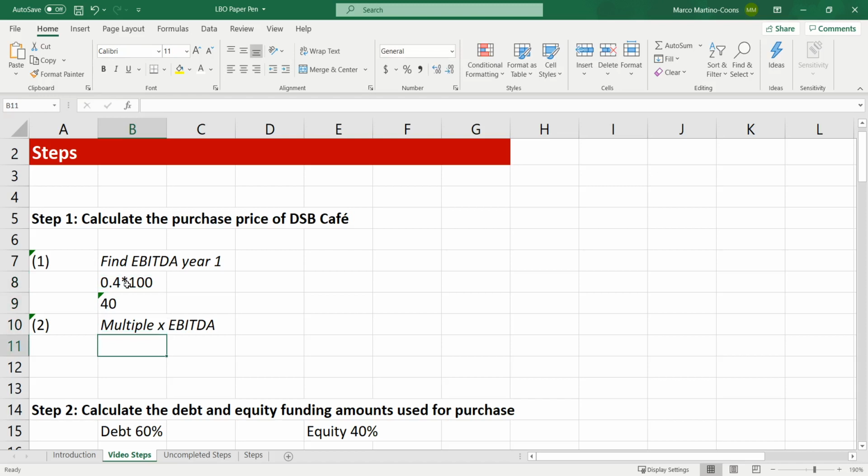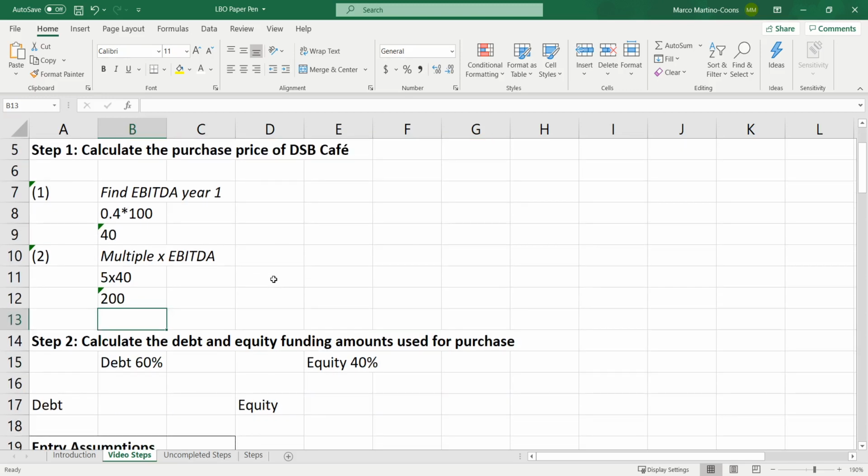Now we're going to have to take our multiple and multiply it by our EBITDA. We're entering this investment, so we're purchasing it at a 5 times EBITDA multiple. So all we have to do here is 5 times 40, and this is going to give us $200. So step number 1, super straightforward. Purchase price is $200, or 200 million, depending on how we want to look at this. I'll probably refer to it as $200 for simplicity's sake.